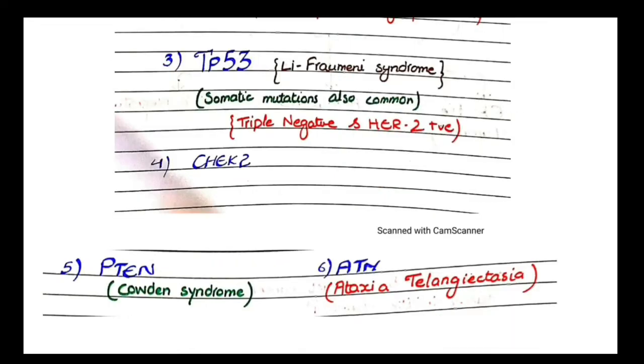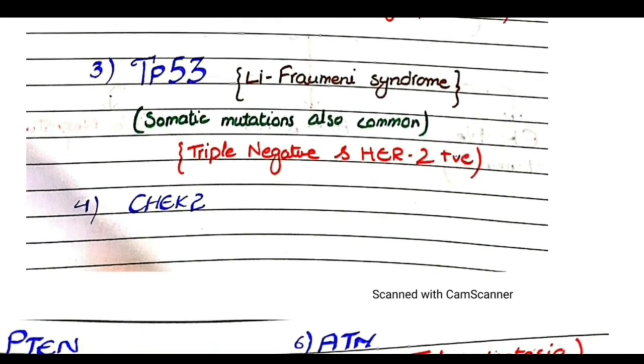Now another important gene in the pathogenesis of breast cancer is TP53, which results in the protein P53. P53 is also a tumor suppressor gene. So if a person is born with one defective allele of P53, she will again be at increased risk of breast cancer. Usually in cases of P53 mutations, triple negative and HER2 positive tumors are more common as compared to ER positive tumors. The syndrome in which P53 mutations are inherited is known as Li-Fraumeni syndrome.